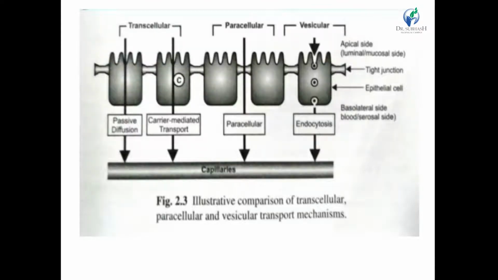Now, this is the difference between transcellular, paracellular and vesicular transport. Transcellular is divided into passive diffusion, where your first figure shows passive diffusion, in which a carrier is not necessary, and the second is carrier mediated transport, in which C indicates the carrier. Second is the paracellular figure. And the last one, third, is vesicular, in which you can see the endocytosis process. We will understand all these mechanisms in detail.